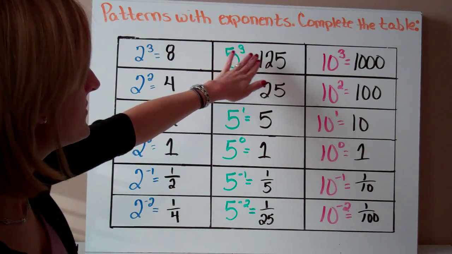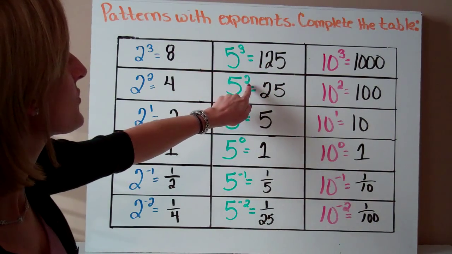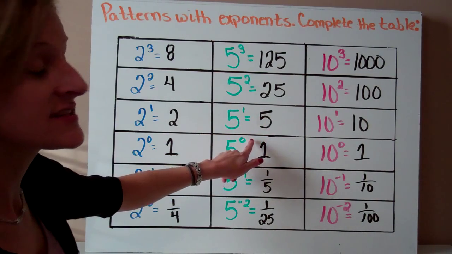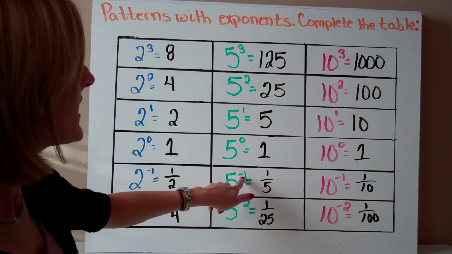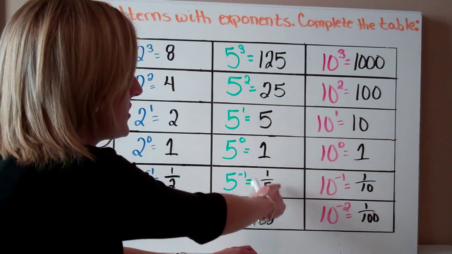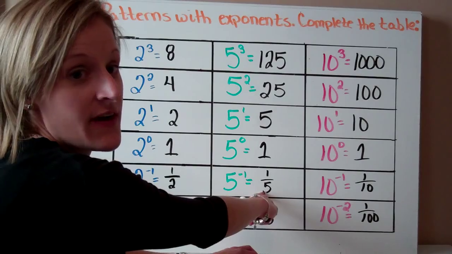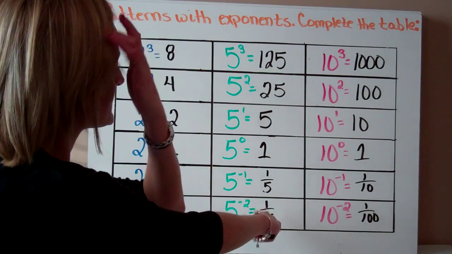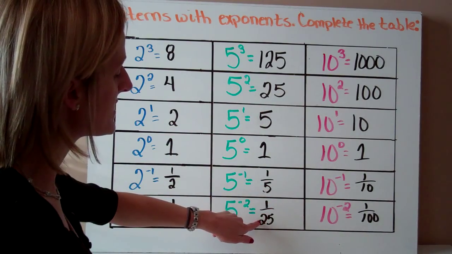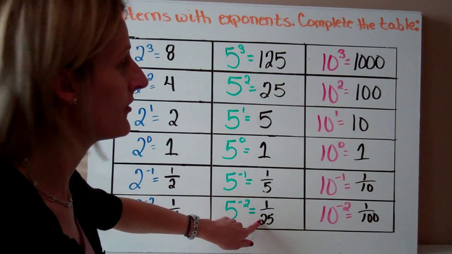Again, the same thing with the 5s as it was with the 2s. 5 cubed is 125, 5 squared is 25, 5 to the first is 5, 5 to the 0 is 1. 5 to the negative first, we go up to 5 to the first, it's 5, so my denominator is 5. With 5 to the negative second, I go up to 5 squared, which is 25, and notice that 25 is my denominator.